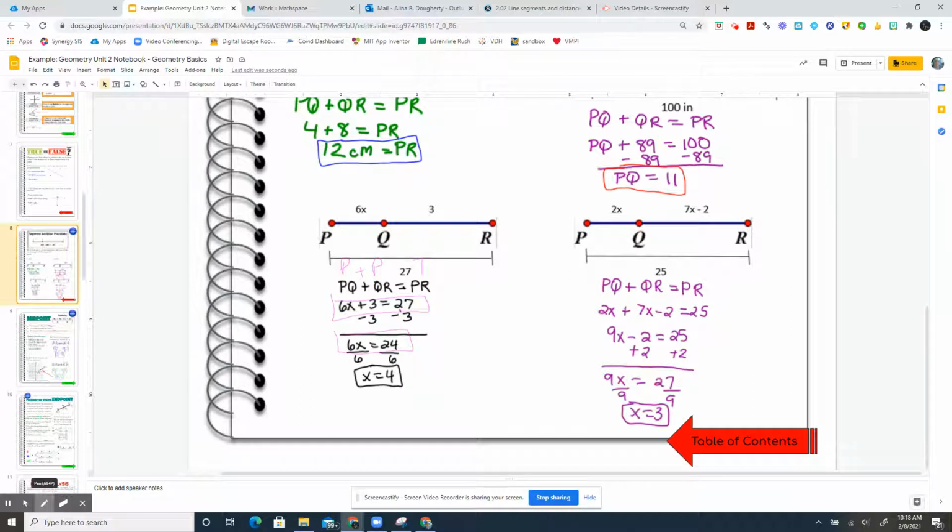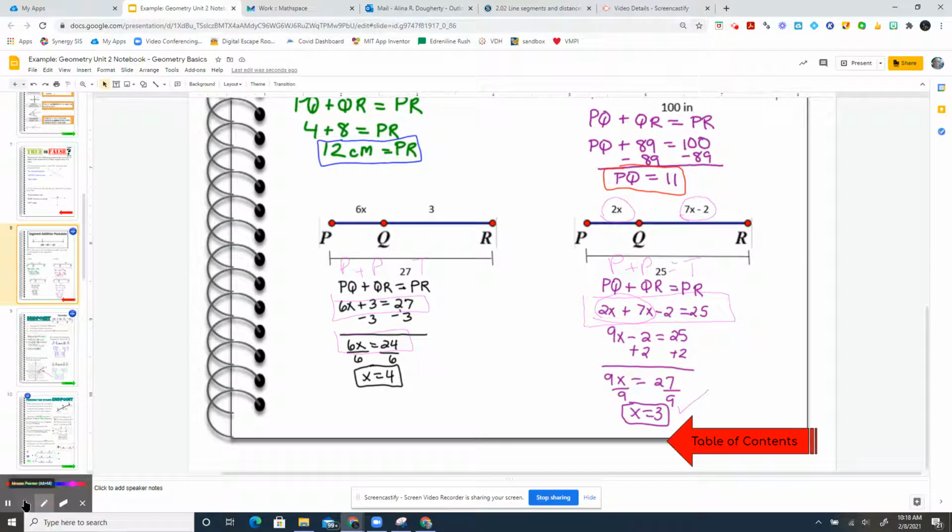Same thing with our last example. We've got a part, and we've got a part. We're going to add those together and set it equal to the total that's 25. So once we do that, we've got to combine our like terms. So 2x plus 7x is going to be 9x minus 2 equals 25. Subtract 2 from both sides, divide by 9, and all of a sudden we've got our answer.